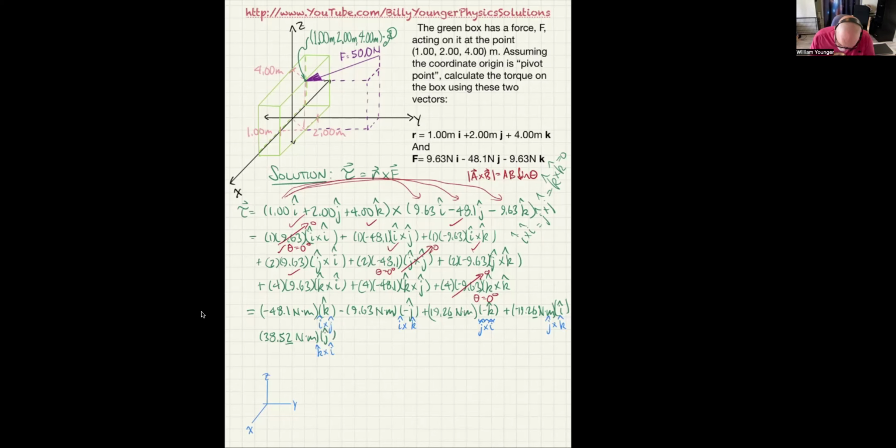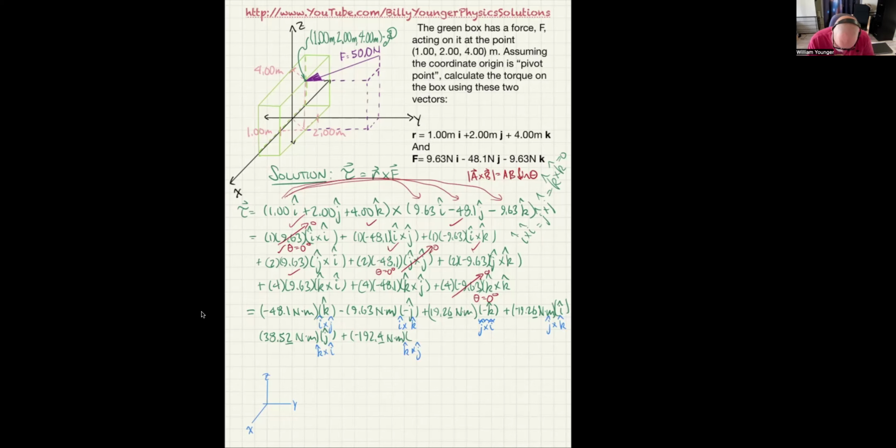Now I also have to do 4 times negative 48.1, and that gives me 192.4. So I'm going to say plus, again, this is negative, so it'd be negative 192.4 Newton meters. And in this case, I'm actually multiplying k hat cross j hat. So this is k hat cross j hat for this one.